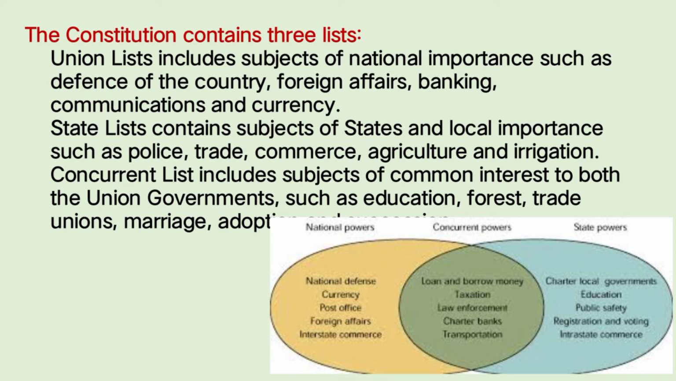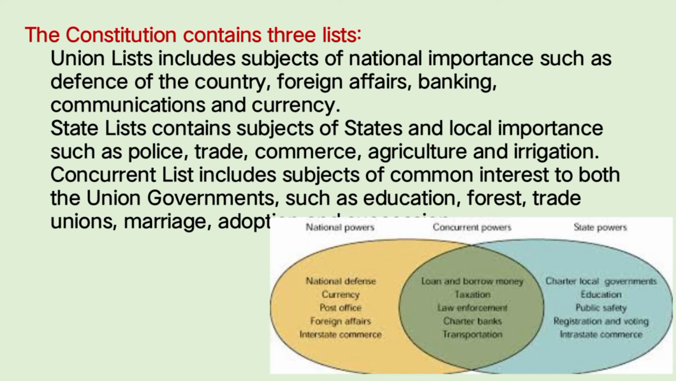The union list has subjects of national importance, for example, foreign affairs, banking, communication, currency, etc. They are of utmost importance for the entire country. Under the state list, we have subjects of state and local importance, like police, trade, commerce, agriculture, irrigation, etc.